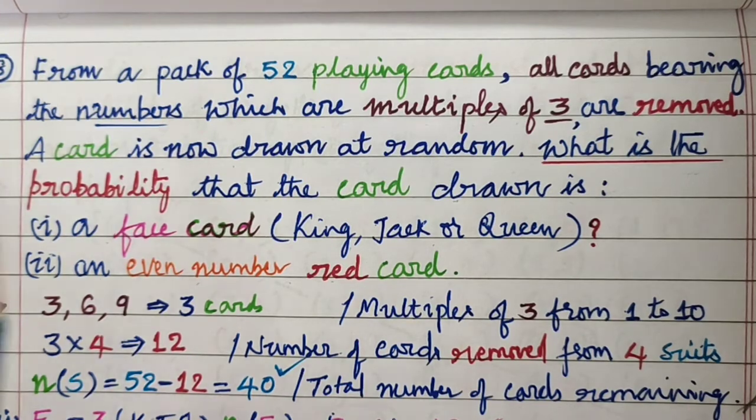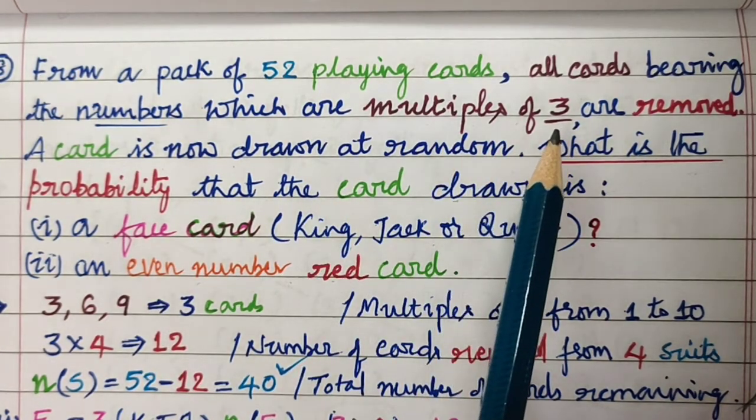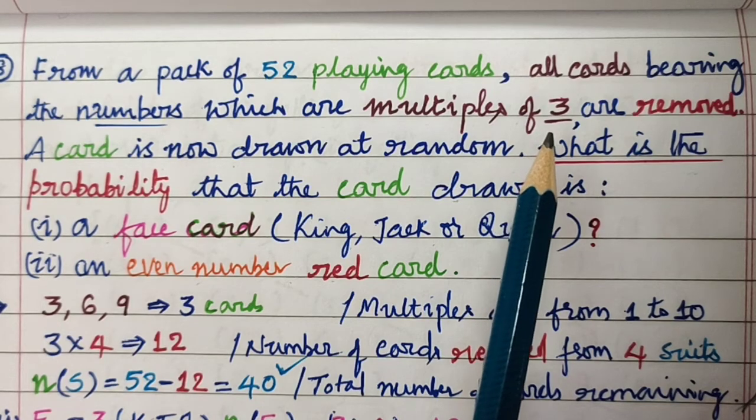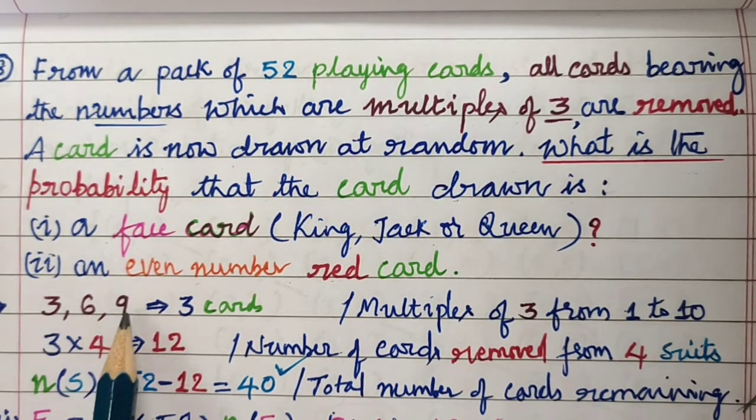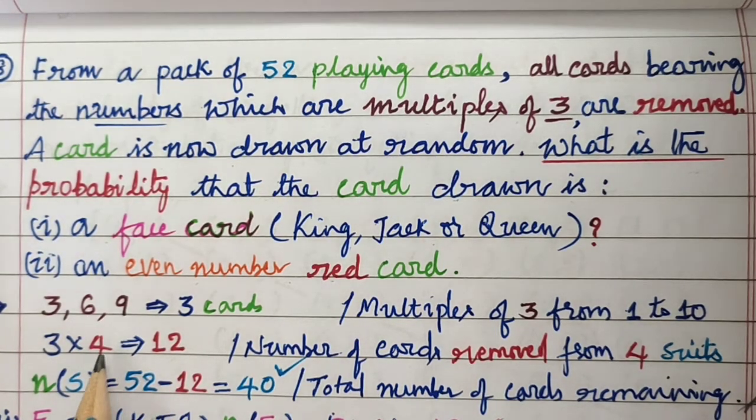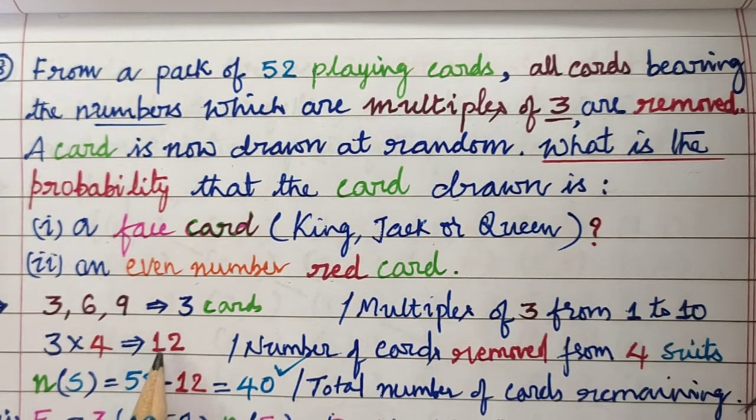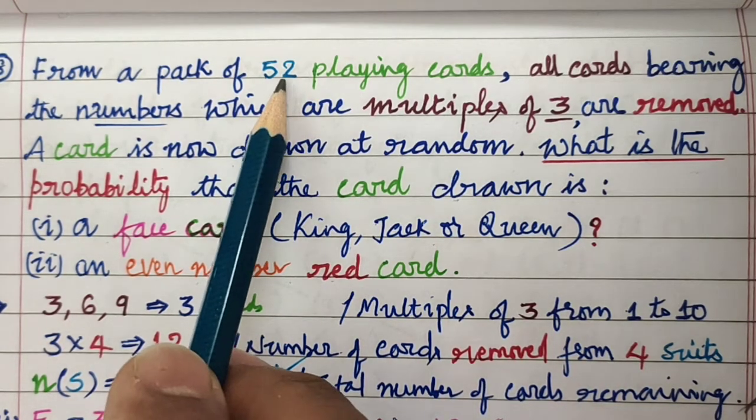Among those cards, we are going to remove the multiples of 3. What are the multiples of 3 between 1 to 10? They are 3, 6, 9. There are 3 cards which are multiples of 3 from 1 to 10. There are 4 suits, so in each suit we have 3 cards, 3, 6, 9. There are 4 suits, so the number of cards removed is 12. We are going to remove 12 cards out of 52.